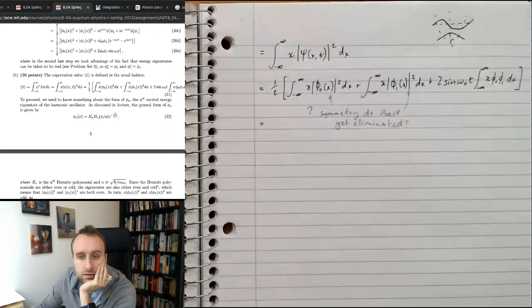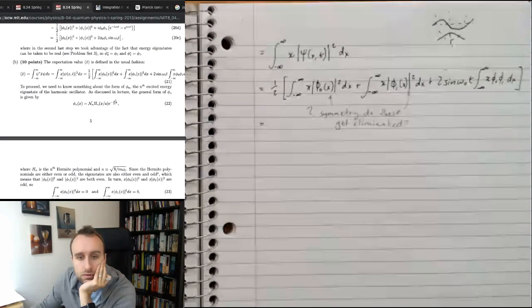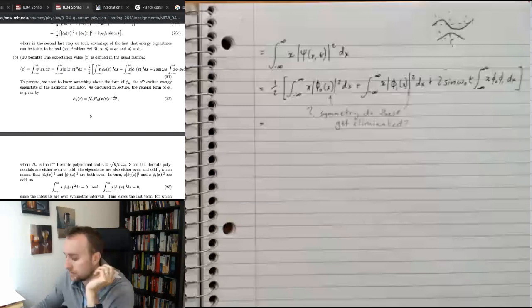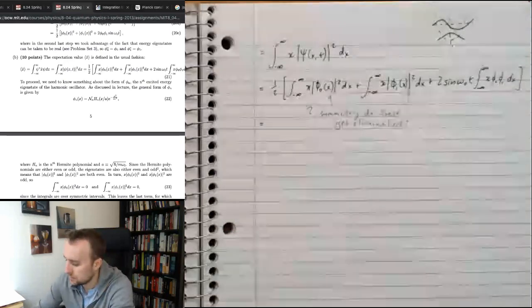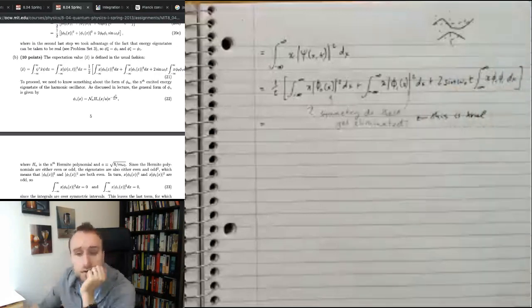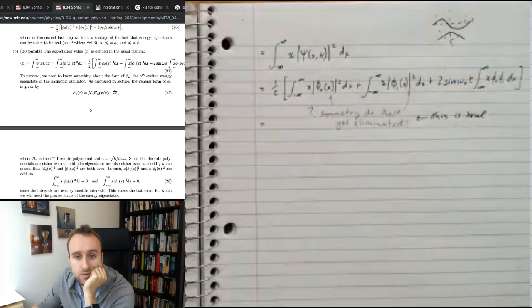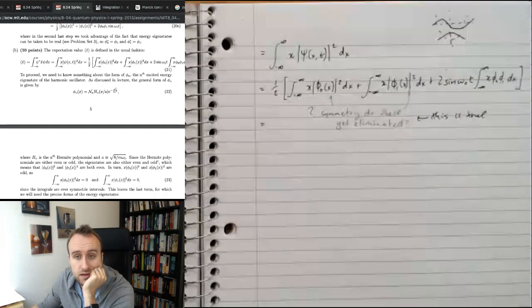Since the Hermite polynomials are either even or odd, the eigenstates are also even or odd, which means that this and this are both even. In turn, they are odd, so... okay, so yes, this is true. So this leads to the last term, for which we will need the precise forms of the energy eigenstates.